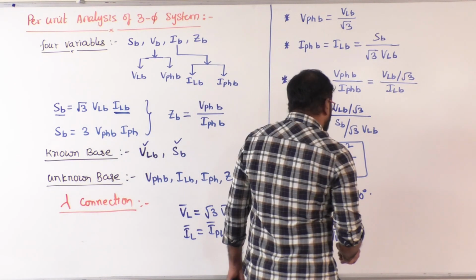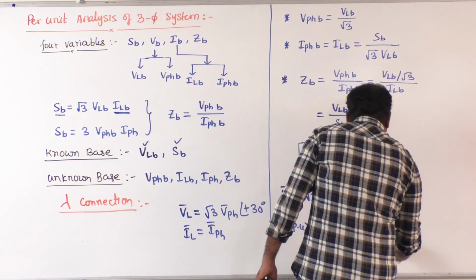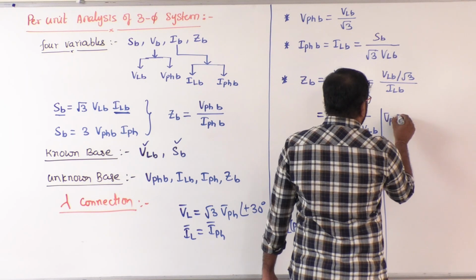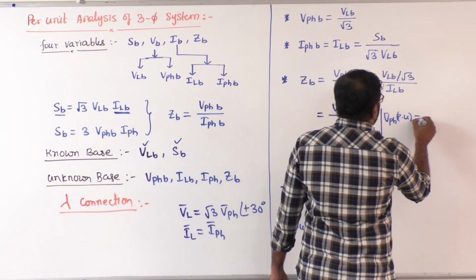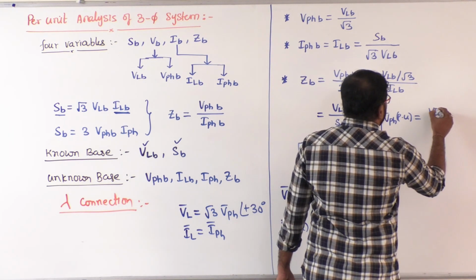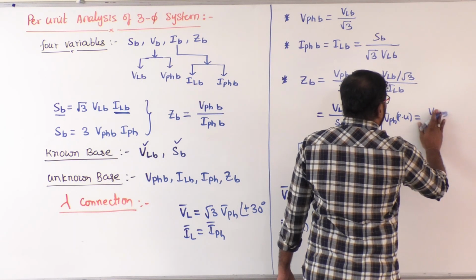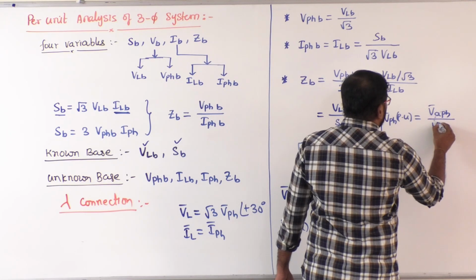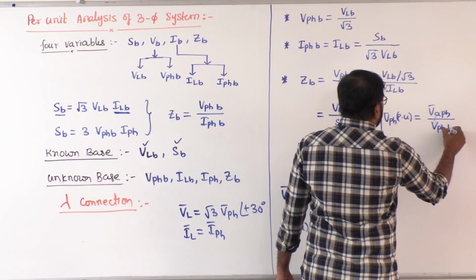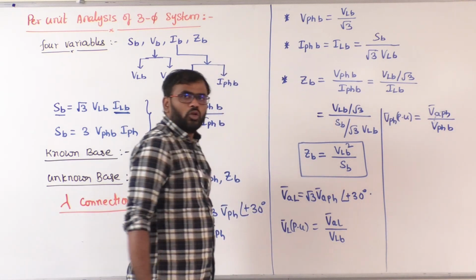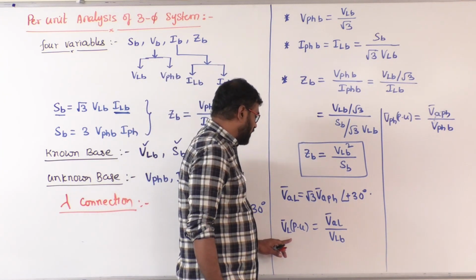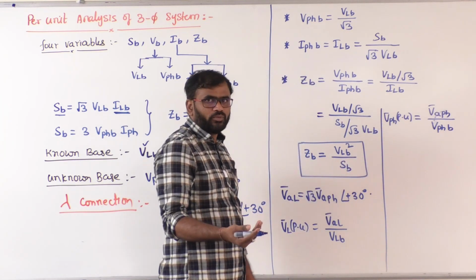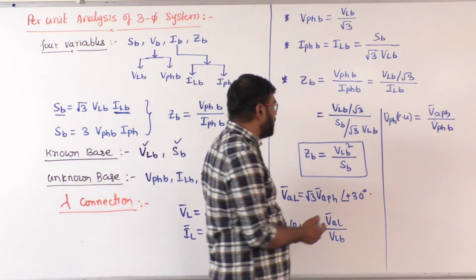Okay. Now, similarly, what is phase voltage in per unit? The phase voltage in per unit equals actual phase voltage divided with what? V phase base. Clear? Okay. Now what is the relationship between V line and V phase in per unit form? Okay, that's what we are going to find out here.